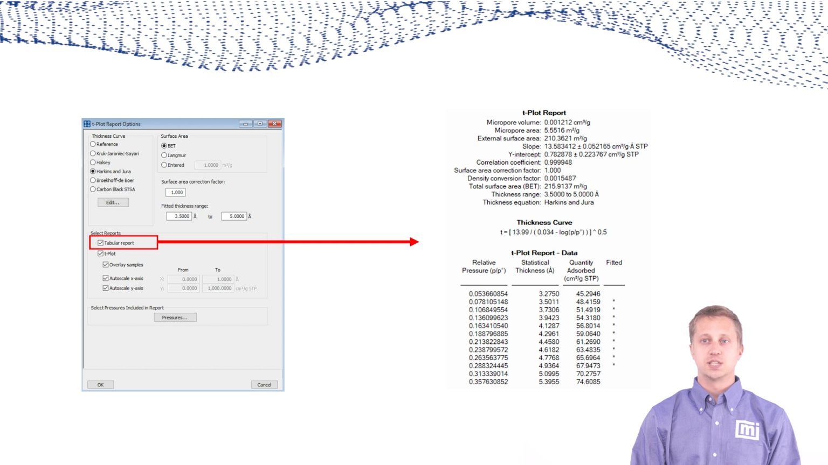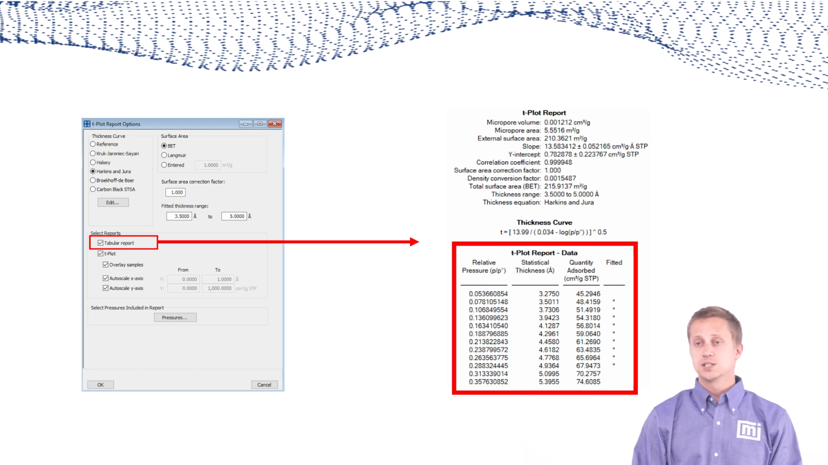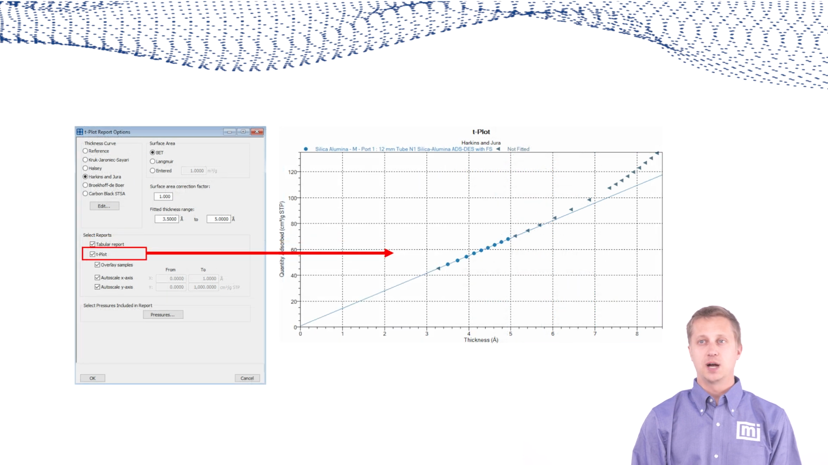You'll also be able to see the thickness curve as well as tabular data for relative pressure, statistical thickness, quantity adsorbed, as well as which points you're fitting. To know which points to fit, you'll use the T-plot. In the T-plot, you'll see quantity adsorbed on the y-axis and thickness on the x-axis. In general, you want to select your points such that there's a straight line through the micropore region of the isotherm. Typically, this will be somewhere in the range between 3.5 to 5 angstroms.